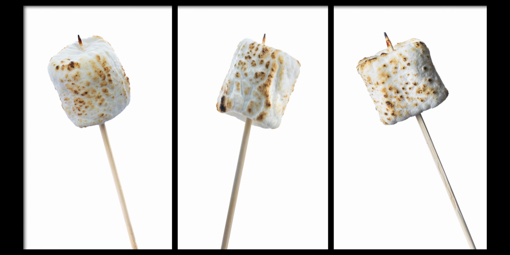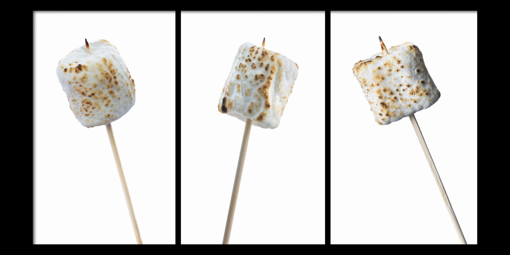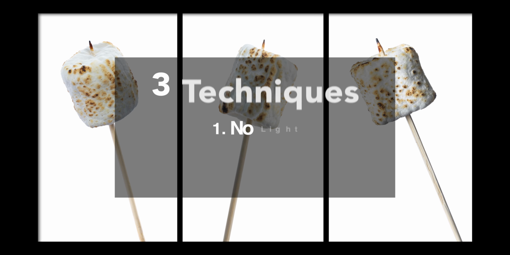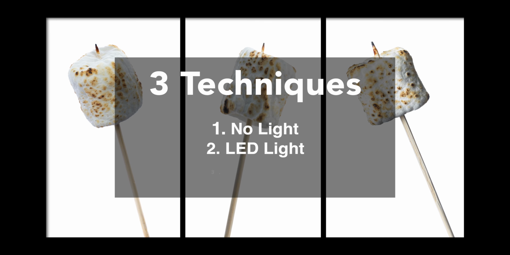Can you tell the difference in these three photos? I used three different techniques to isolate this white marshmallow on a white background. Can you identify which one I did without any light, with an LED light, or with a speed light or a flash?